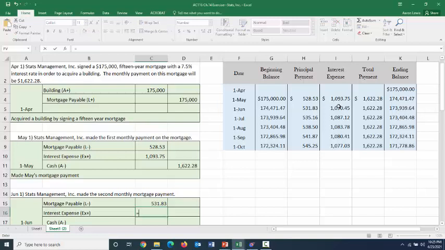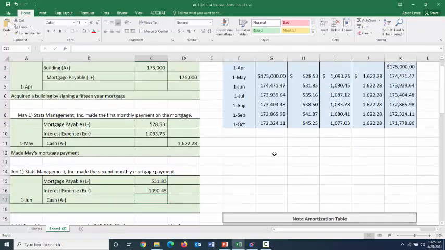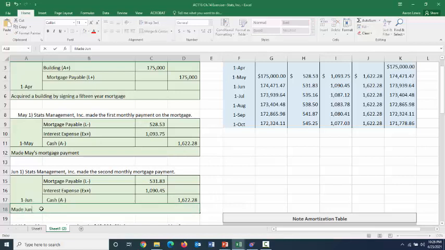We have $1,090.45 going towards interest. That's what we're going to debit interest expense for. And the sum of those two numbers together is $1,622.28, which conveniently happens to be the amount of our total payment. And here we made June's mortgage payment.